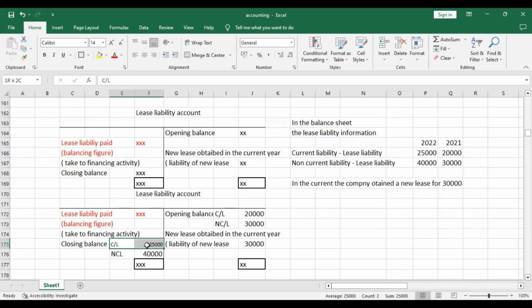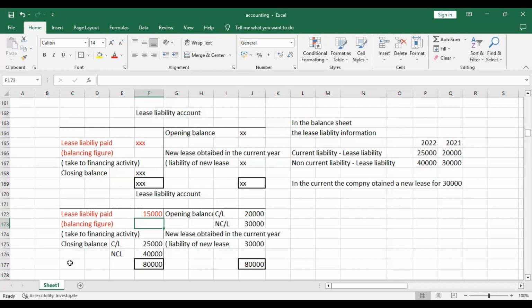So let me increase the font. Now what will be the balancing figure? So this side when you total, how much is it? 30 plus 30, 60 plus 20, 80,000. So 80,000 you take this side. Then the total on the debit side is only 65,000. That means you have paid 15,000, which is the balancing figure. 15,000 is the balance. That goes to the financing activity. Please make a note that in case of lease, there can be both short term and long term opening balances.